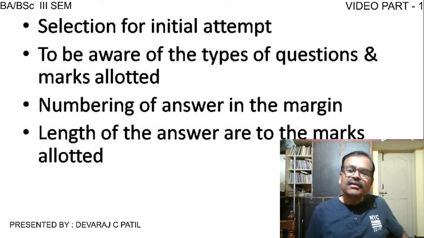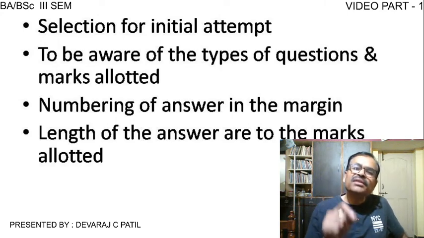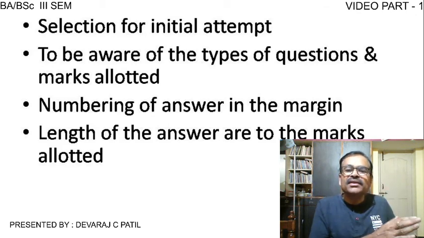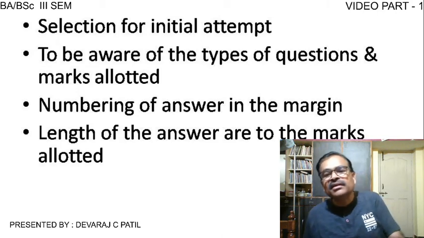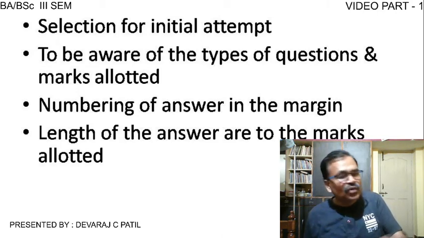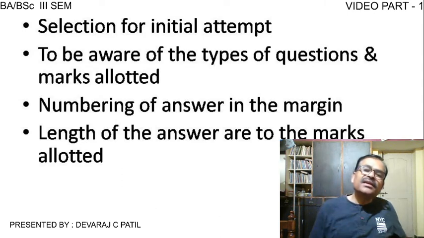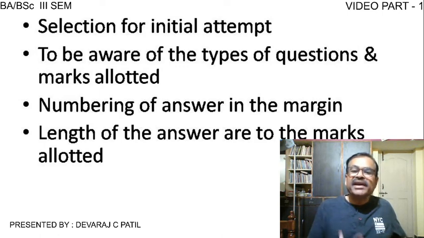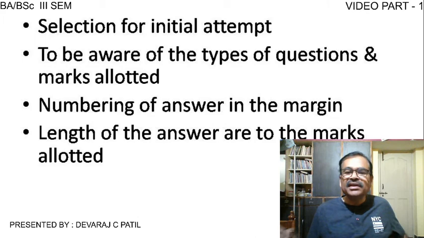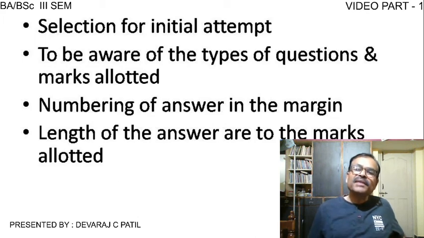Another important thing, you have to mention your question number in the margin. See, it should not be in the answer. It should be outside the answer. I mean, it should be within the margin that is left. So there it gets highlighted, or it appears outstanding, and the valuer will never go unnoticing that particular number of the answer.